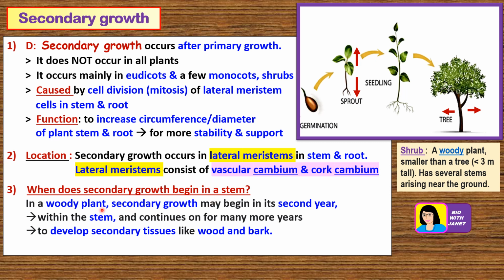Now, when does secondary growth begin in a stem? In a woody plant, secondary growth may begin around the end of the first year or second year inside the stem, and it continues on for many more years. It can also occur in the roots to develop secondary tissues like wood and bark. Let's find out more about this.